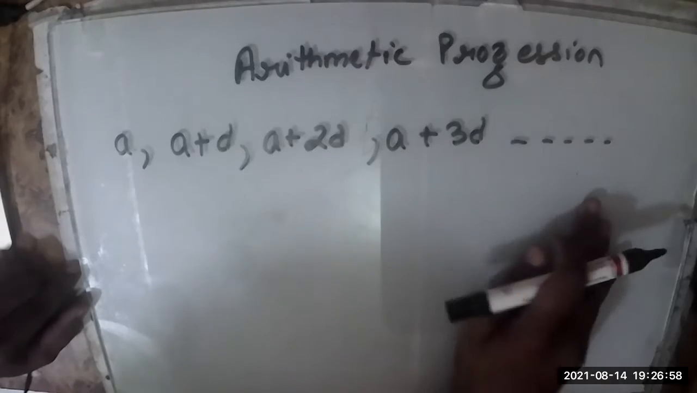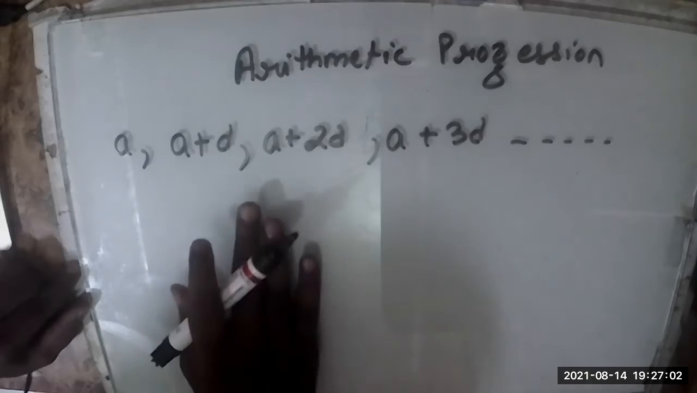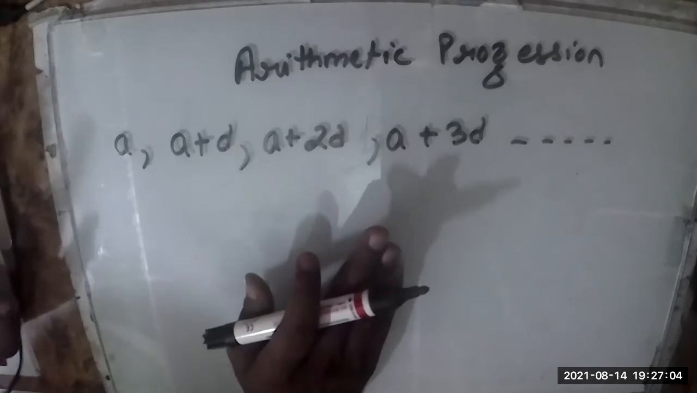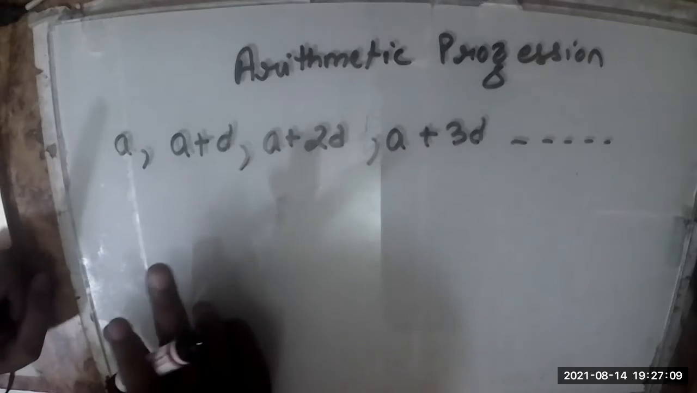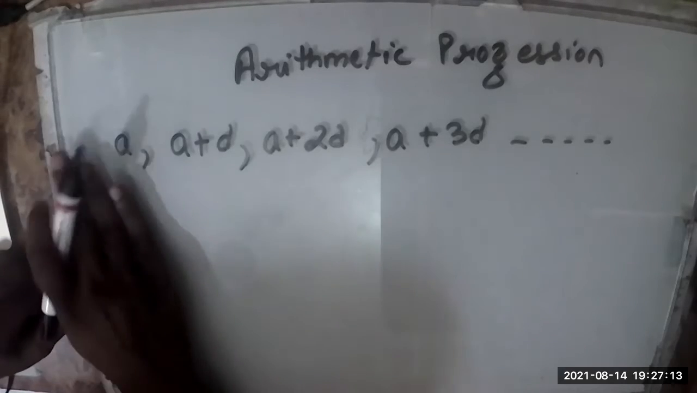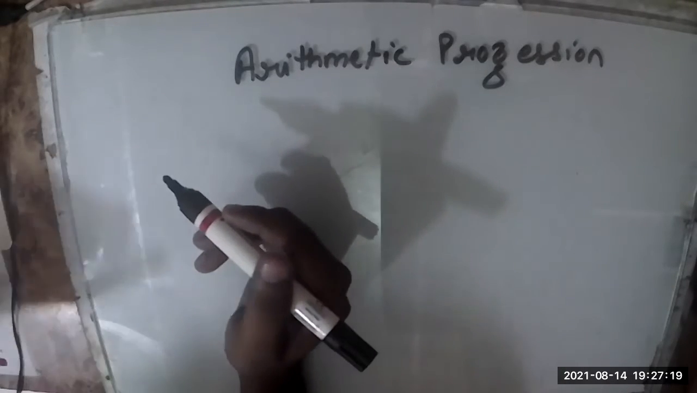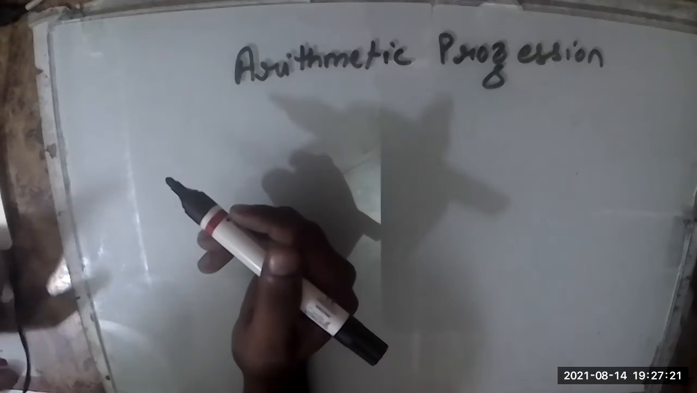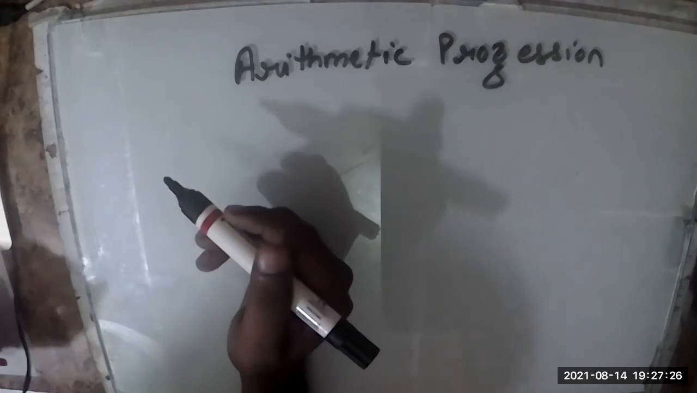Okay, this is the way in which an arithmetic progression continues. So this is the basic thing I would like to tell you, how to find the nth term of an arithmetic progression. There are different types of questions in which you have to assume the terms of the arithmetic progression.